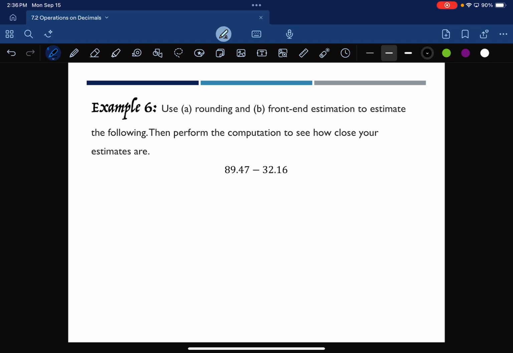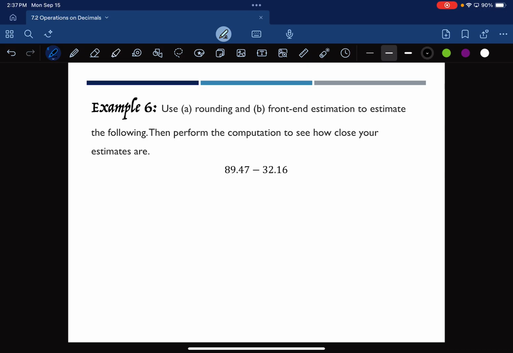So the directions say we're going to use A, rounding, and B, front-end estimation to do the following. And I would like for you to notice that they don't tell you what place value to do anything to. I don't love that, but that is what your book's going to do on this particular problem, so I want you to see it right now. But what that means is that you get to pick. That's kind of nice, right? We get to choose. So don't choose something that keeps lots of decimals, but make a choice that seems reasonable.